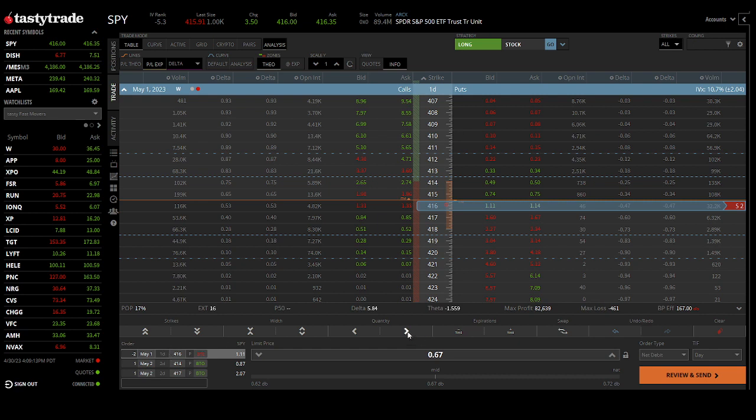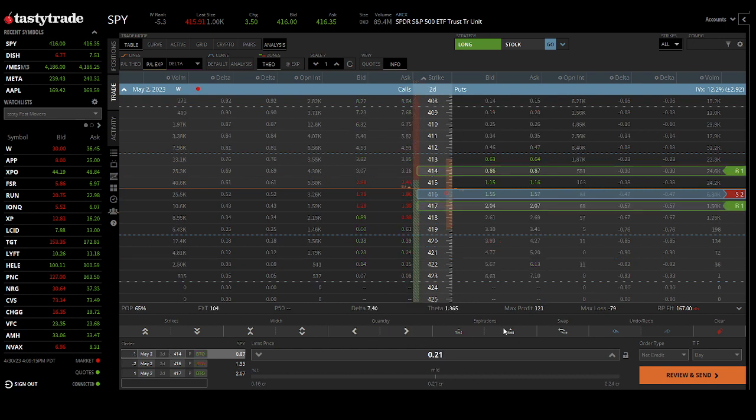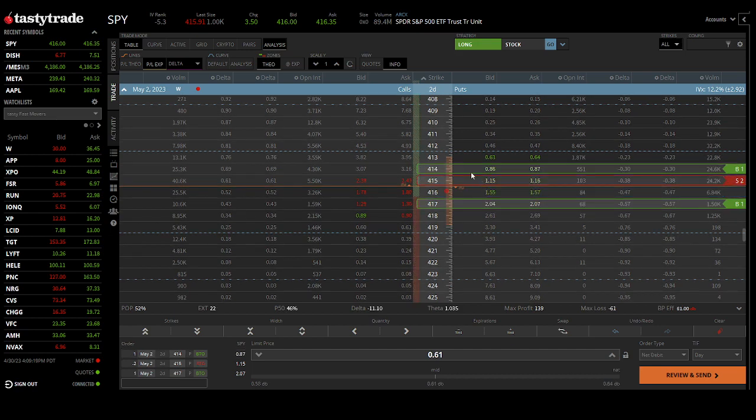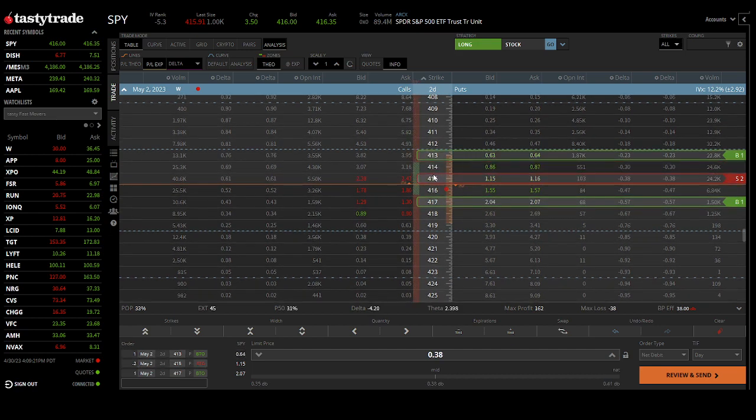Because I already have a trade on in this next expiration cycle, it's not showing it correctly. So here's this green box right here. This is your profit margin. So notice it's at a range right here.